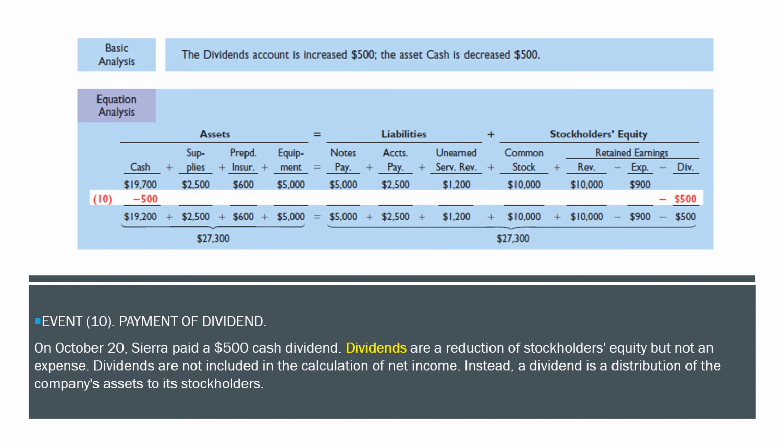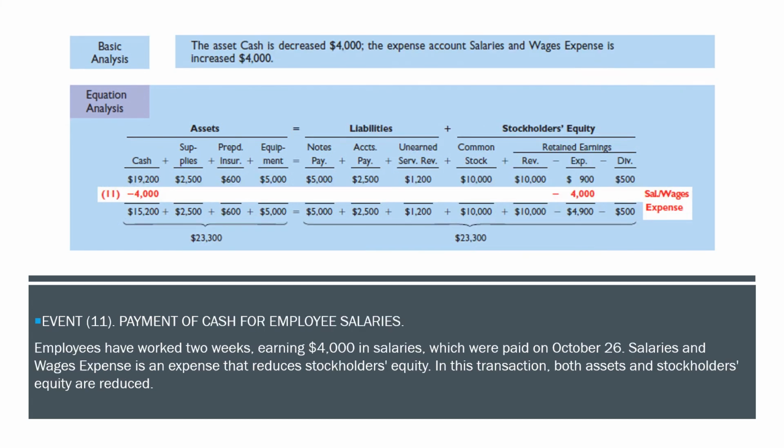All right, so event 10, payment of dividends. On October 20th, Sierra paid $5,000 cash. Dividends are a reduction of stockholders' equity, but not an expense. Dividends are not included in the calculation of net income. Instead, dividends are a distribution of the company's assets to stockholders.